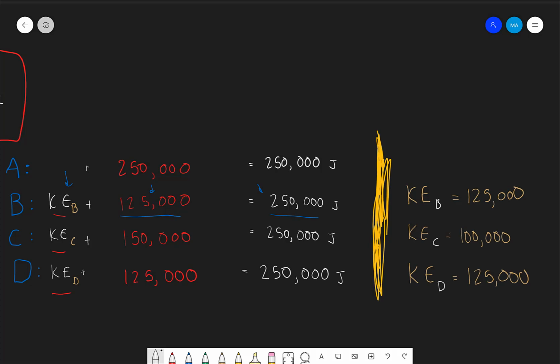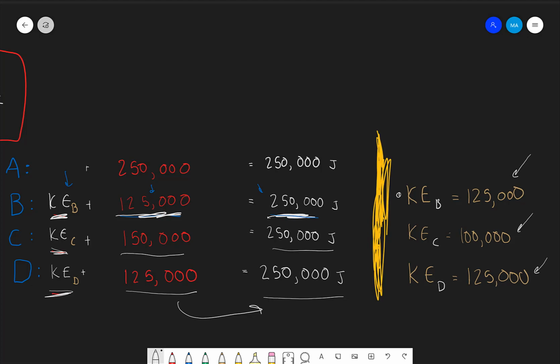To figure out the kinetic energy at point B, you say the kinetic energy plus 125,000 equals 250,000. So you subtract, and you get that the kinetic energy at point B is 125,000. For point C, the kinetic energy at point C plus 150,000 is 250,000. So you subtract those, and you get that the kinetic energy at point C is 100,000. Then at point D, you get kinetic energy at point D plus 125,000 is equal to 250,000. So you subtract that from that, and what you get is 125,000.